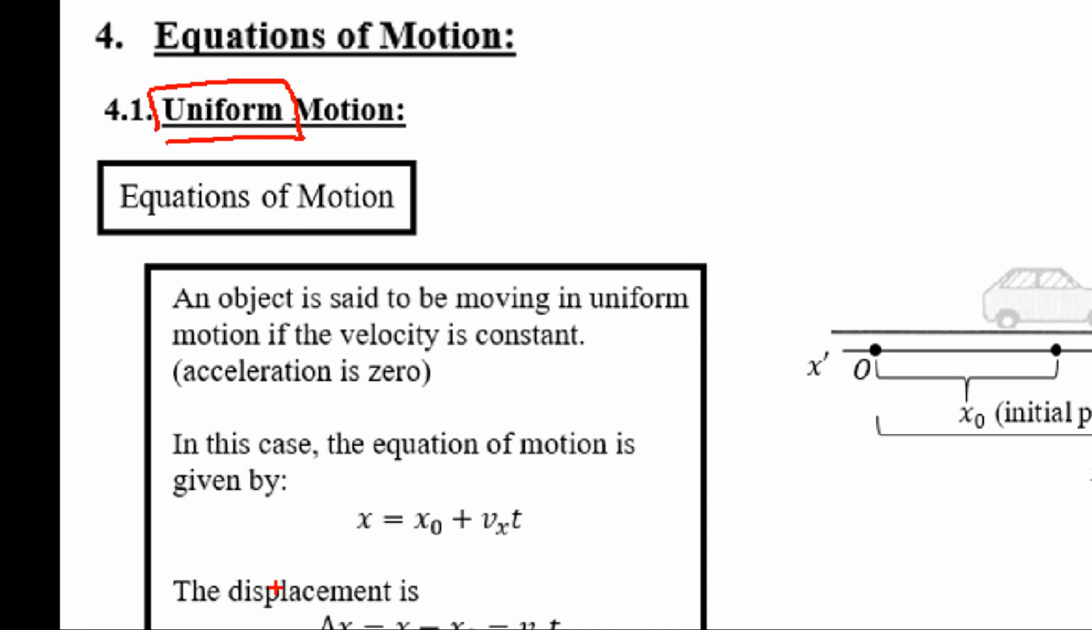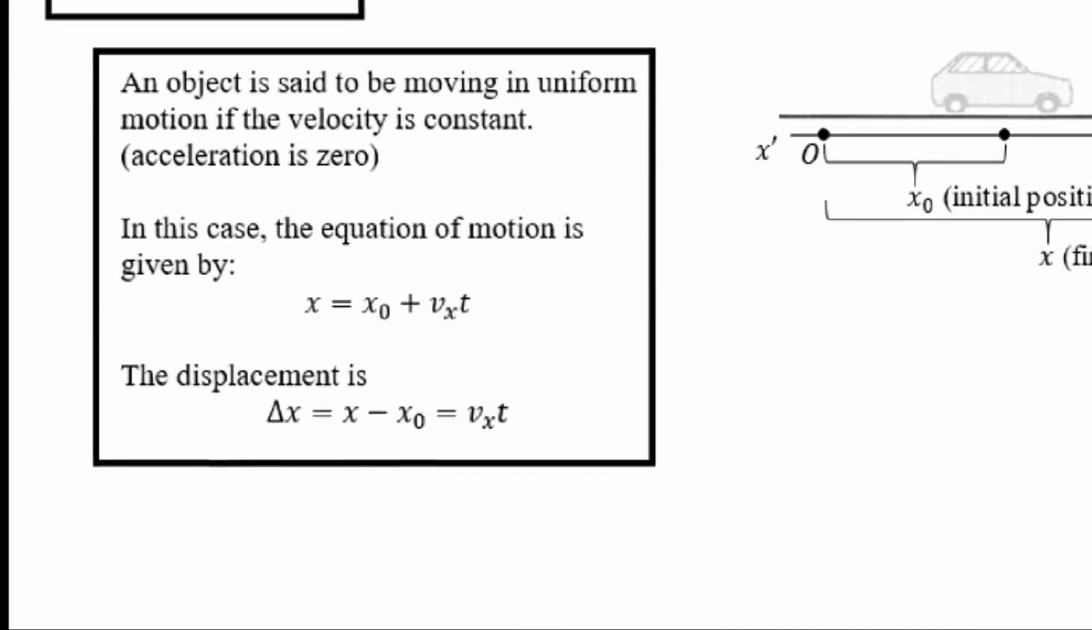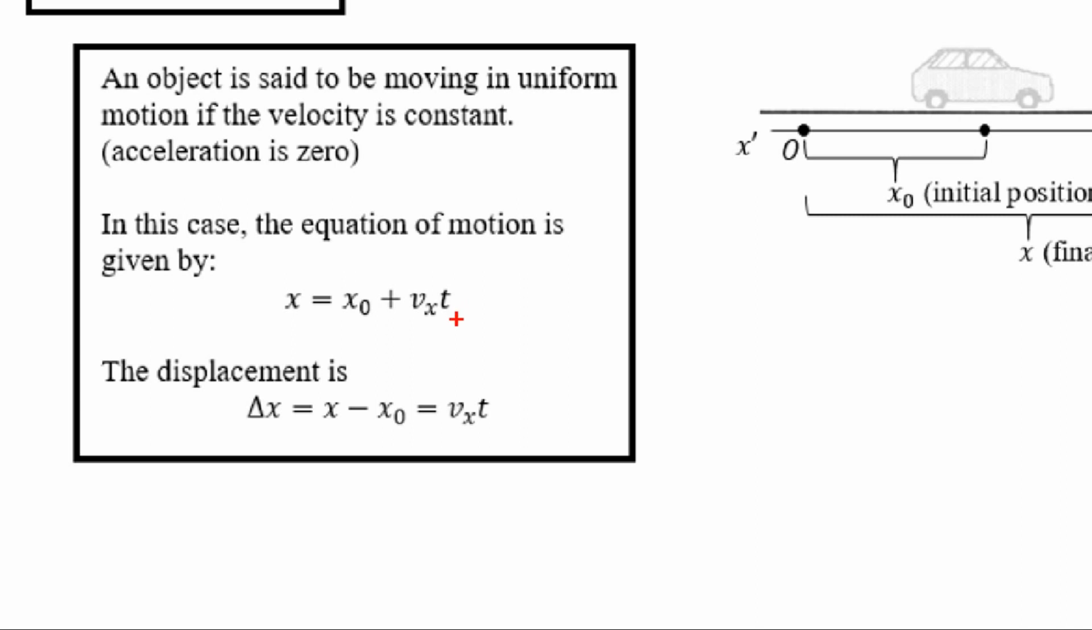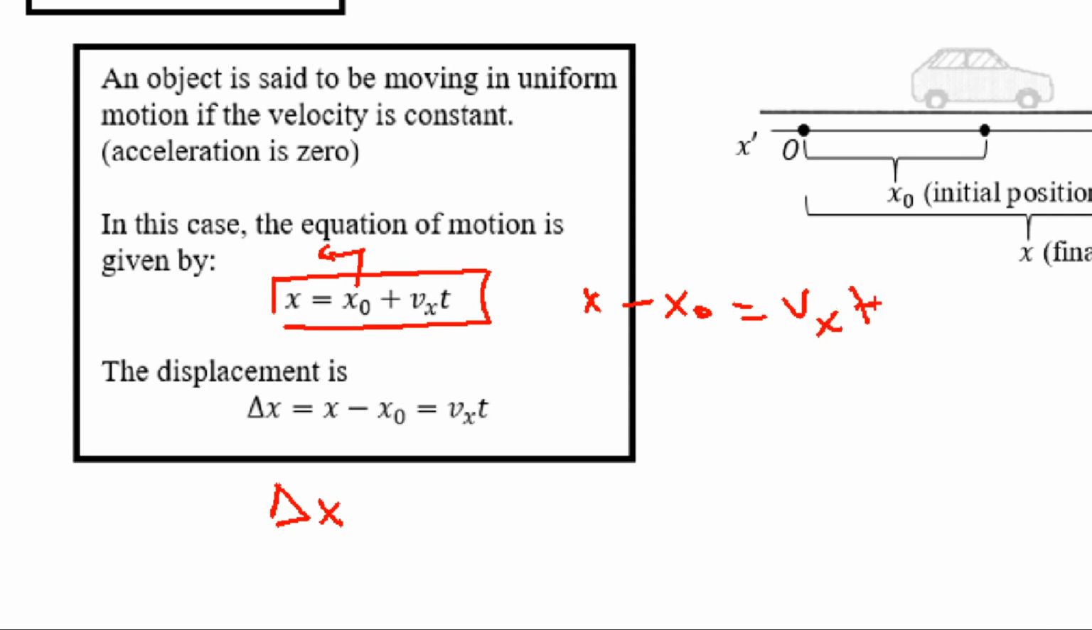For example, if the velocity is 3 meters per second, we have no acceleration. The car in each second is going to cover 3 meters. And in this case, the equation of motion is given by x equals x0 plus vx t. I will explain this in the following slide. In this case, we can write down the displacement: moving x0 to the other side, that would be x minus x0, which is vx t. And that would be delta x is given by vx t.